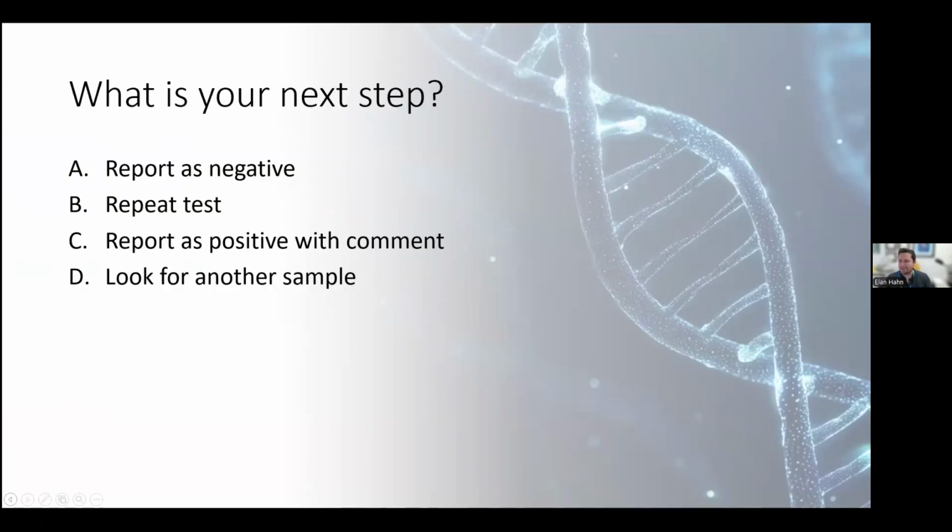So again, another question, what's your next step? Report as negative, it was lower than our limit of detection. Repeat the test. Report as positive with a comment. Or look for another sample. In this case, B and D don't really apply because there were no other better samples. Although we could repeat it with the same, try to maybe circle a little less and see what we get. Or are we confident with our circling? So I see some A's and mostly C's.